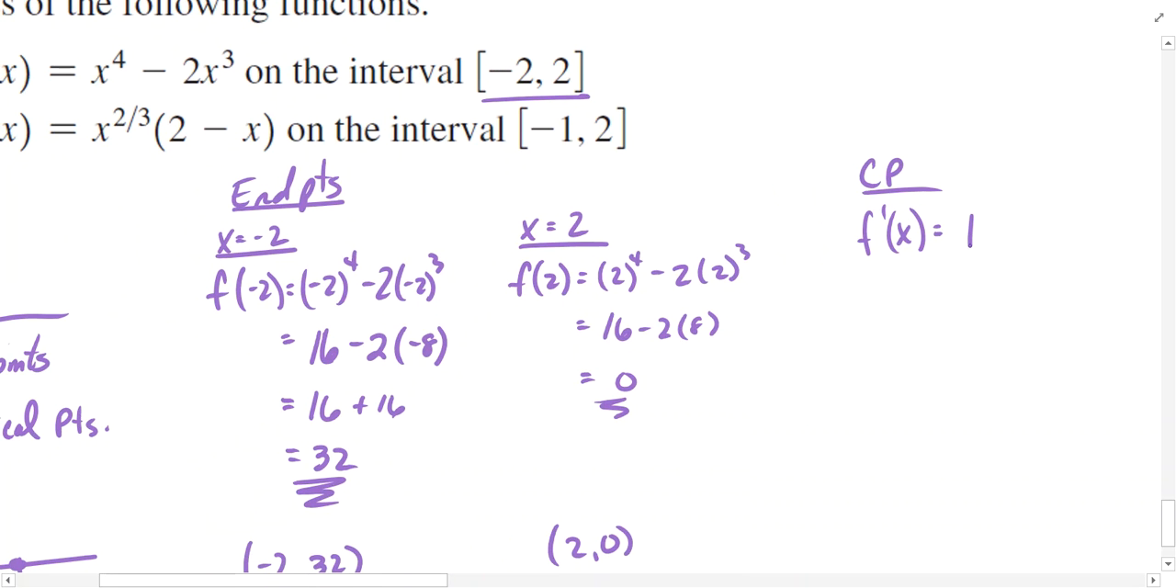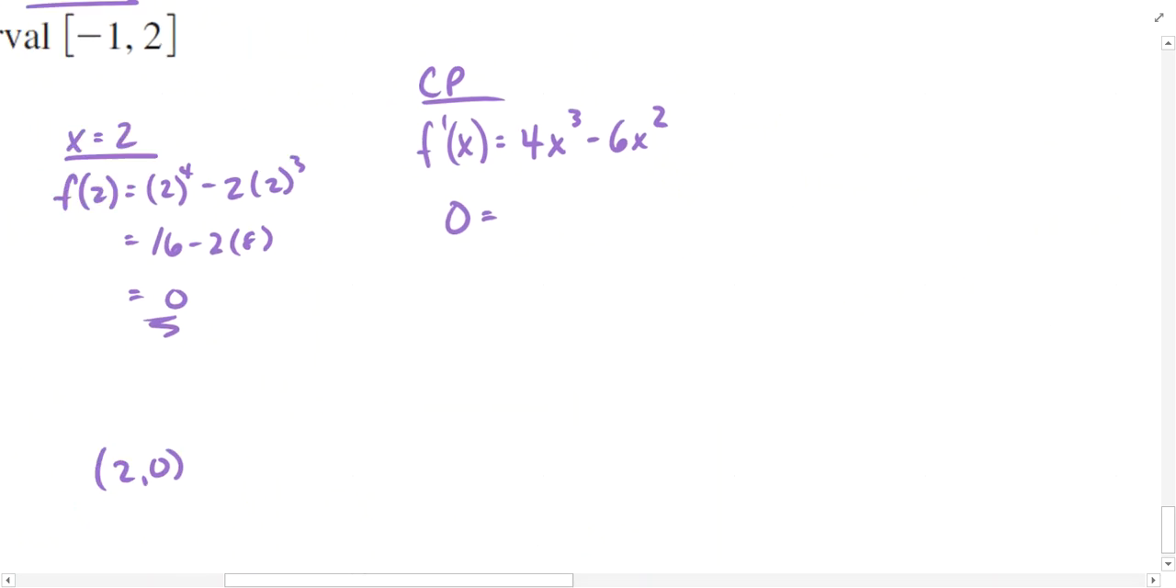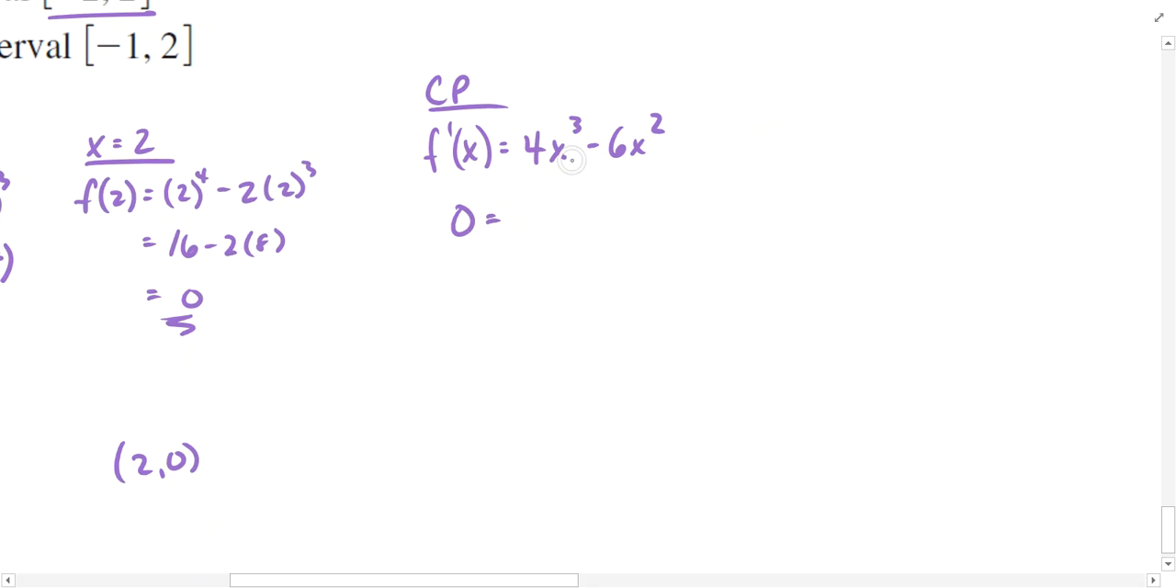The derivative of this one's easy to compute. 4x to the 3rd minus 6x squared. And so what we're worried about is when this equals 0 or when it doesn't exist. Now, this derivative is also a polynomial, so I know that it exists for all real number x's. So I don't have to worry about any critical points where the derivative does not exist. But I am worried about when the derivative equals 0.